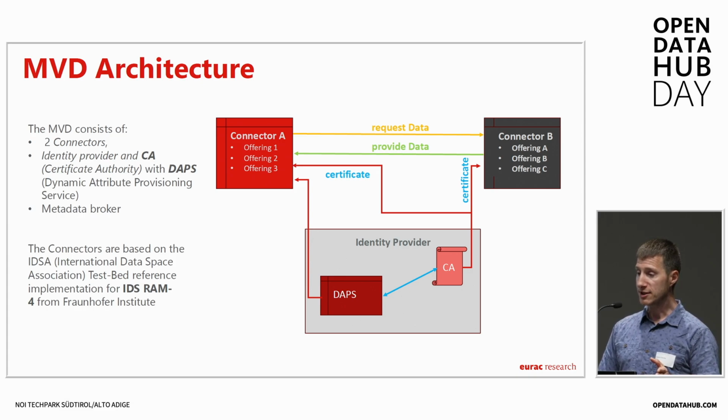And then there is a second connector that is a different user, a different organization with its own list of offerings. And these two connectors can communicate with each other with data requests that are certified by the identity provider, this certificate system that can sign the agreement for the data sharing between the two connectors, and so between the two organizations.